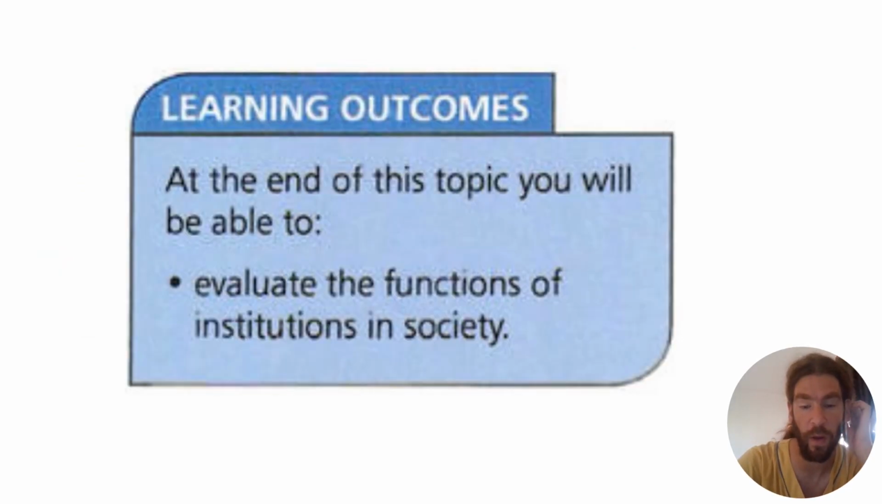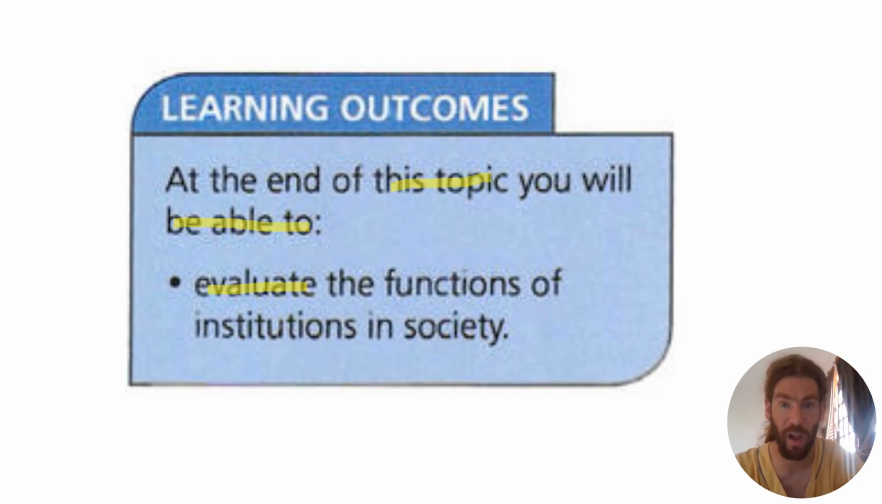And we're talking about the following learning outcomes. At the end of this topic, you will be able to evaluate, and evaluate actually means looking at the pros and the cons, at the advantages and the disadvantages, and giving a final judgment about it. So evaluate the functions of institutions in society. Again, why do we have institutions? Which functions do they have? And give an evaluation about that.